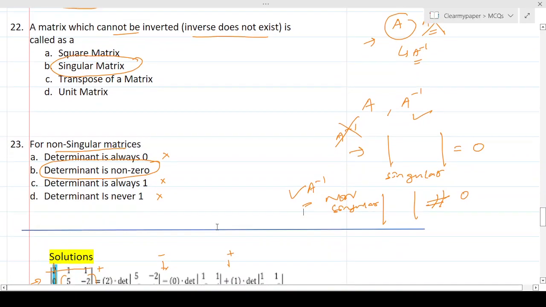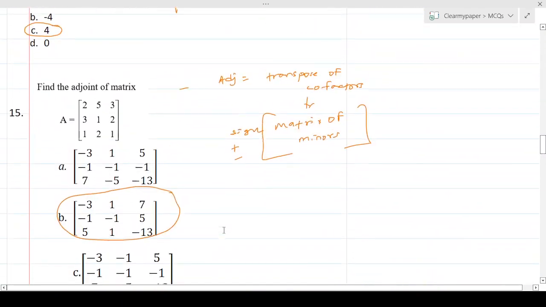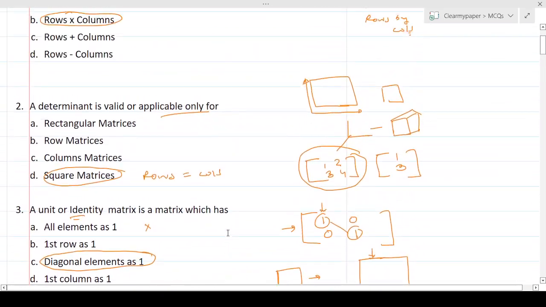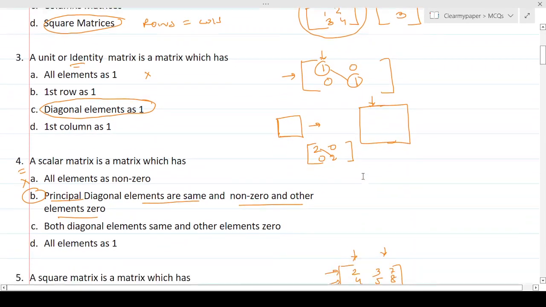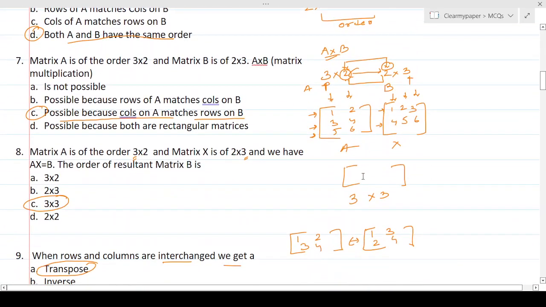So I think that's a quick wrap up on all the important questions that you might potentially get on the syllabus of matrices and the determinants. I think if you solve this, you don't have to worry. And like I said, always go through the crash course first and solve this. It will be easier for you to apply. And I don't think you're going to get any questions out of this, because it covers pretty much all the concepts.